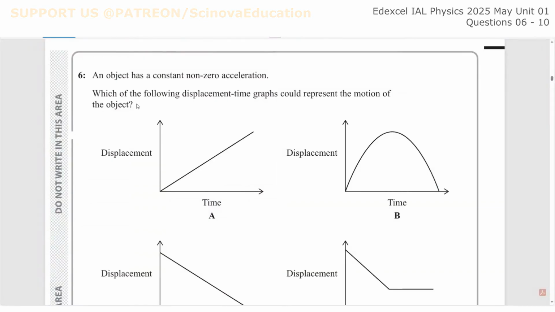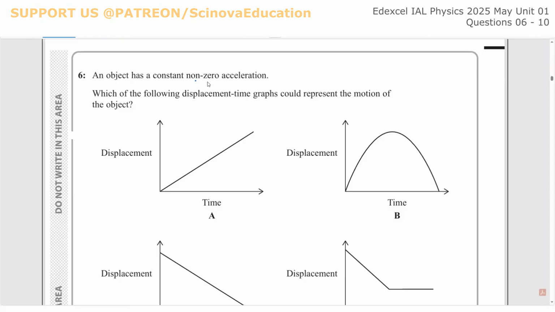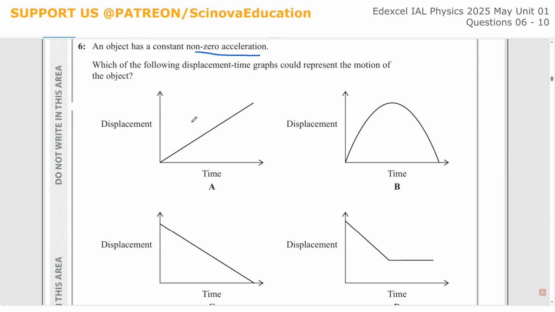Question 6. An object has a constant non-zero acceleration. Which of the following displacement time graphs could represent the motion of the object? Important point given in the question is non-zero acceleration. That means the object has a specific or particular acceleration.